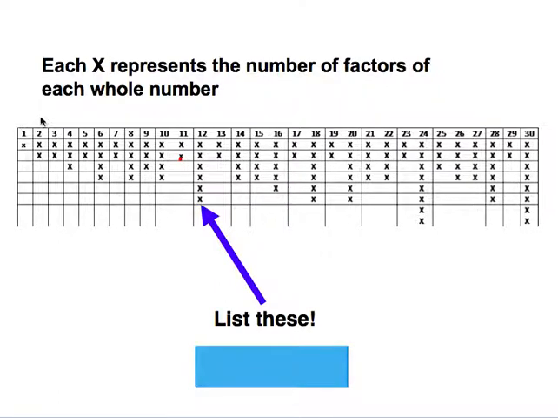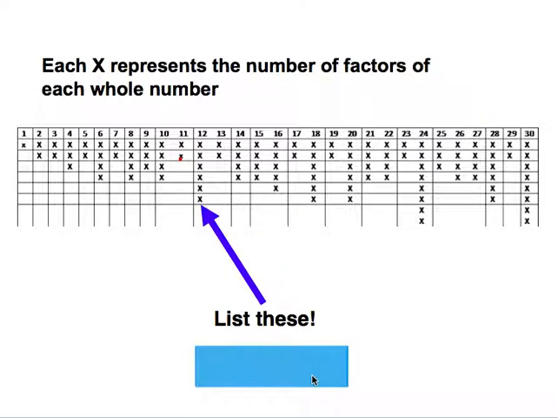Right now what we're going to do is we're going to take a look at all of these numbers 1 to 30. And all I want you to do is count how many factors each of these numbers have. So for example, 1 only has 1 factor. The number 2 has 2 factors. The number 3 has 2 factors. The number 4 has 3 factors. So you can go ahead and do that.